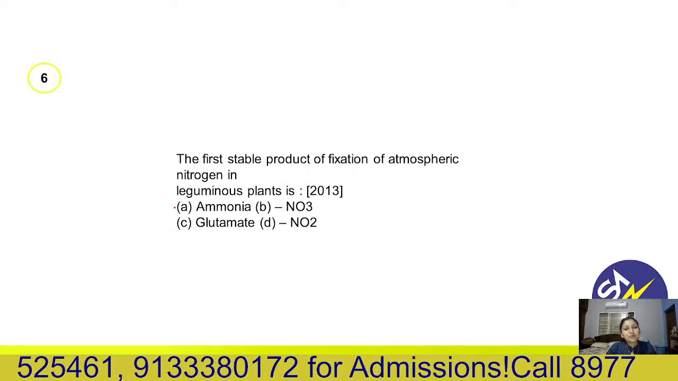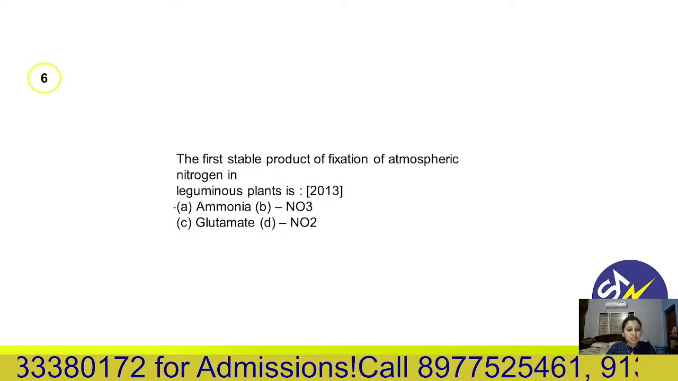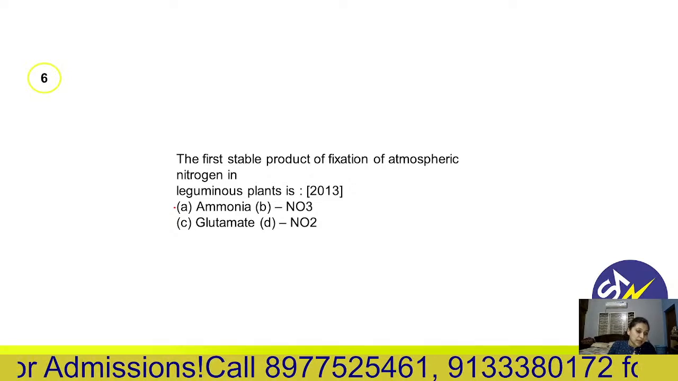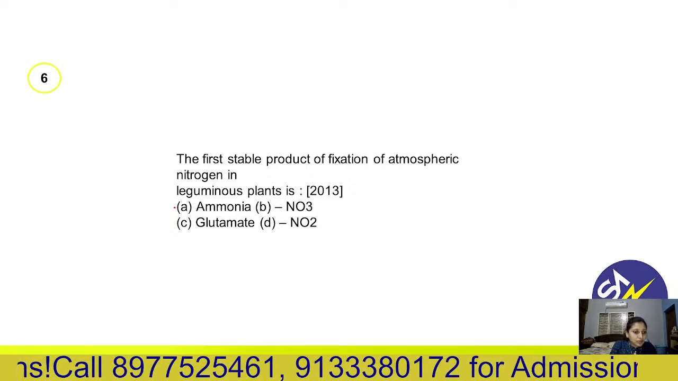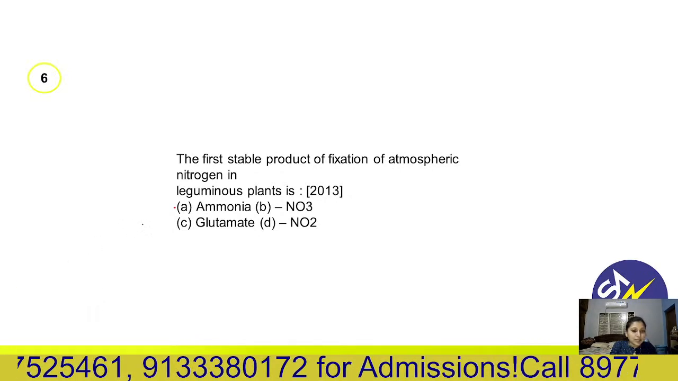The first stable product of fixation of atmospheric nitrogen in leguminous plants is always ammonia. We have discussed already, N2 will be converted by the nitrogenase enzyme to the first fixed product, that is ammonia.